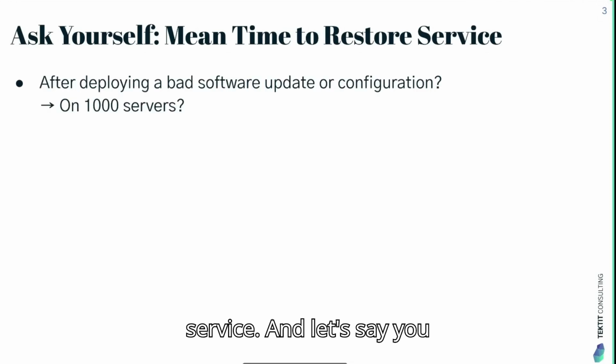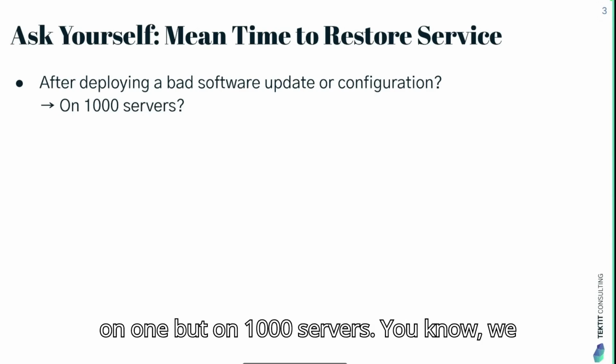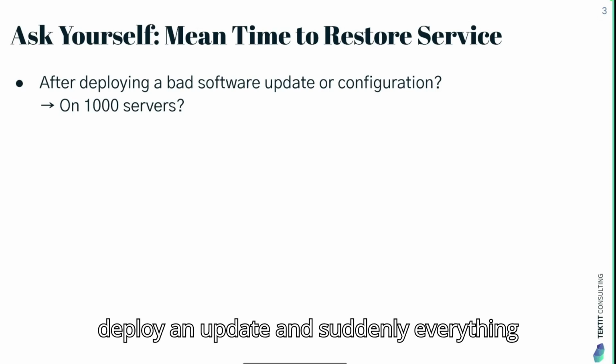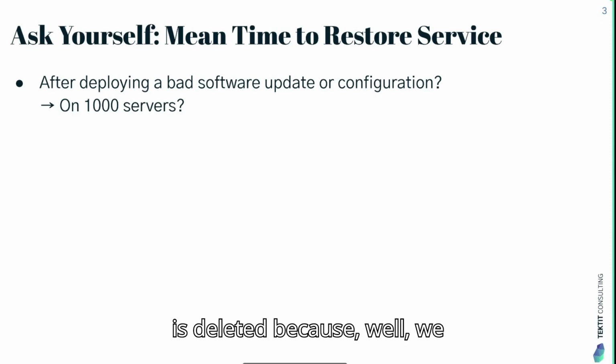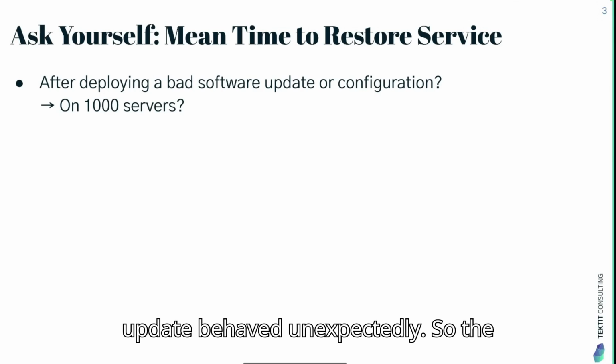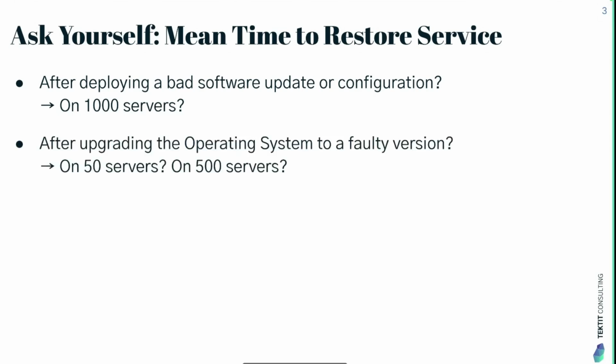Let's say you installed bad software or a bad configuration update, and it didn't happen on one, but on 1,000 servers. We have a data center, automation, we deploy an update, and suddenly everything is deleted. Because, well, we didn't test the update enough, or the update behaved unexpectedly. So the scale of the problem is actually what is painful.